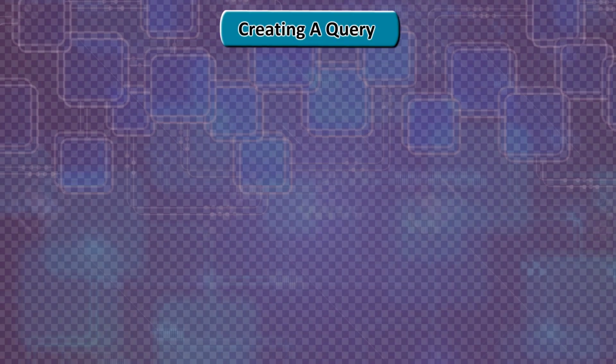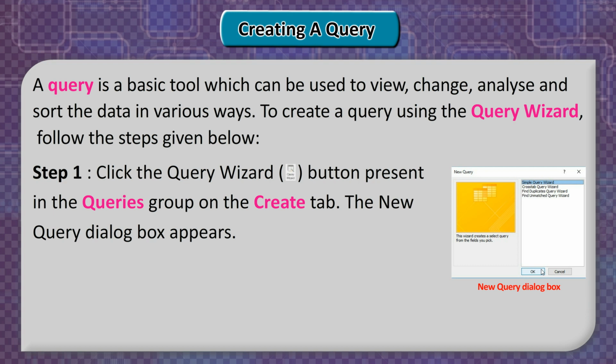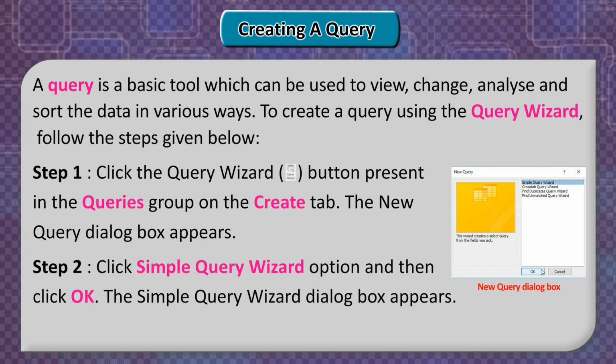Creating a query. A query is a basic tool which can be used to view, change, analyze and sort the data in various ways. To create a query using the Query Wizard, follow the steps given below. Step 1. Click the Query Wizard button present in the Queries group on the Create tab. The New Query dialog box appears. Step 2. Click Simple Query Wizard option and then click OK. The Simple Query Wizard dialog box appears.